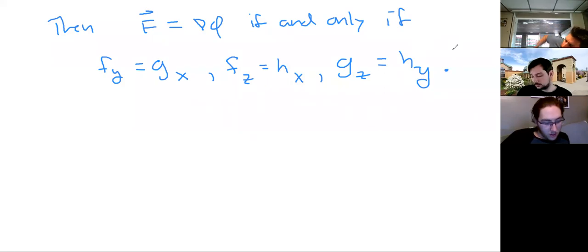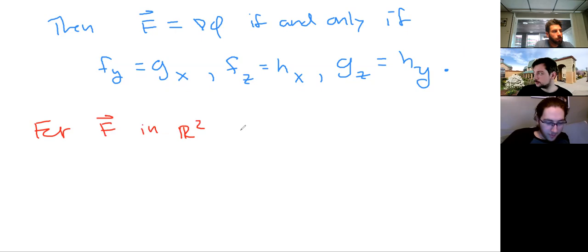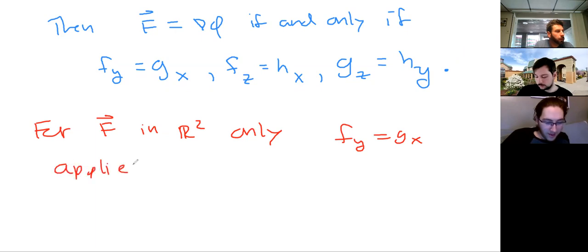Okay, so this is really only a partial solution because this just tells us when it's there. It tells us it exists. It doesn't tell us how to find it. So let's make a note. For F in R2, only this one matters. The other two disappear, right? Because there would be no H component. H would be 0, right? The third component doesn't exist in the plane.